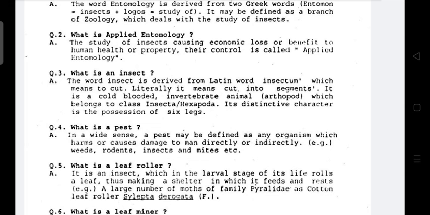It is a cold-blooded invertebrate animal which belongs to class Insecta, Hexapoda. Hexapoda means having six legs. Its distinctive character is the possession of six legs. Acarology deals with animals having eight legs.